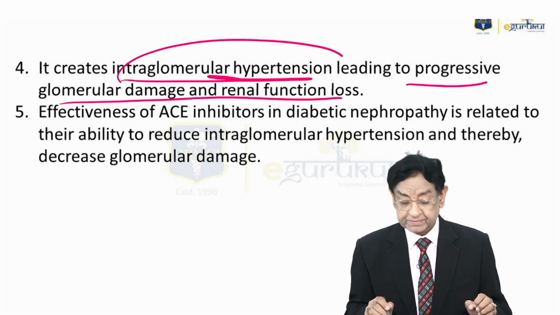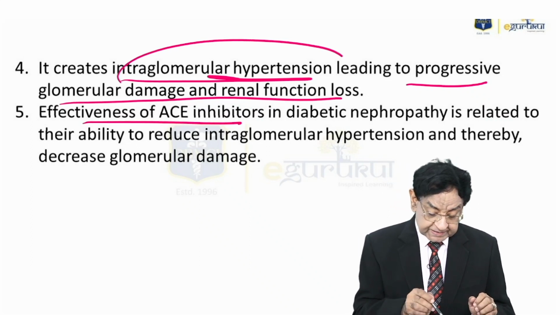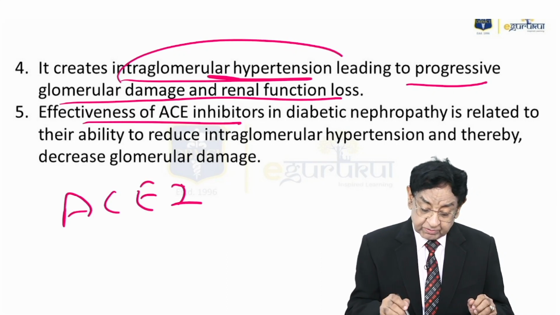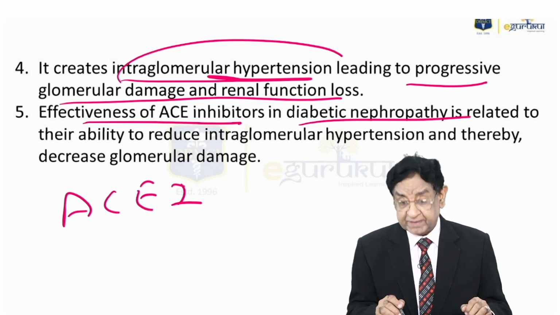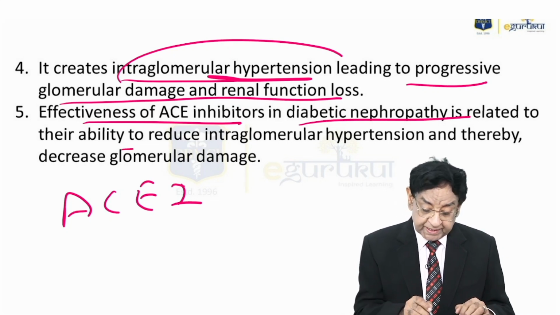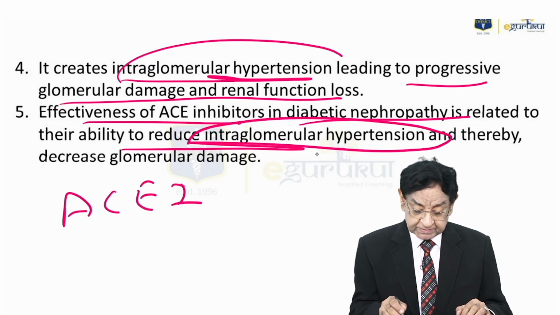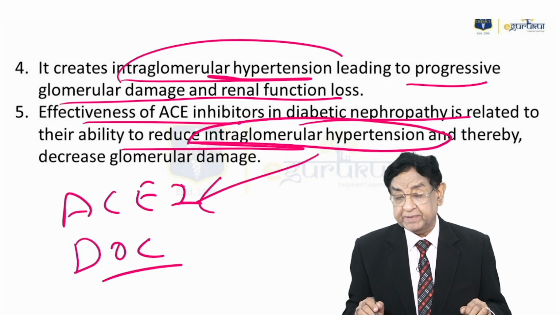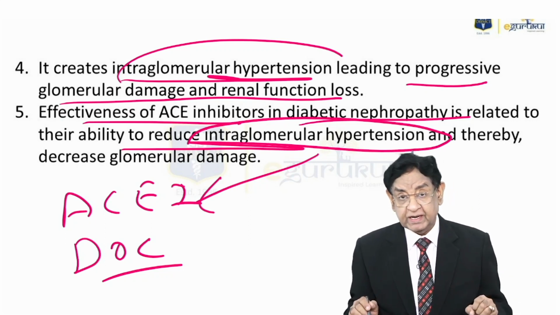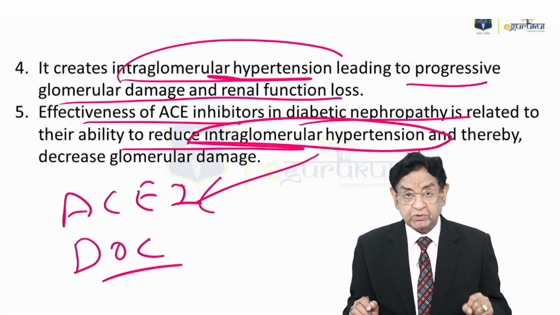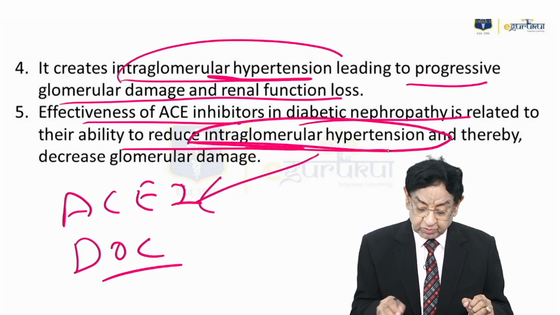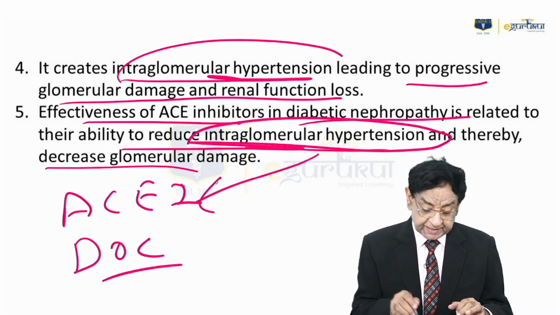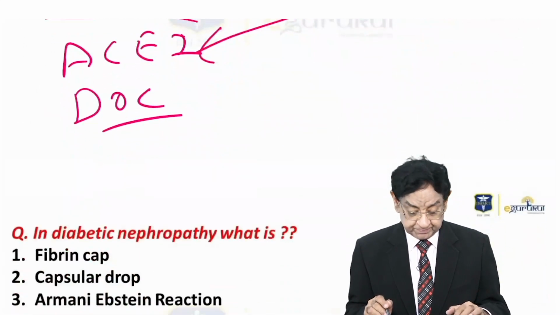Because of what? Intraglomerular hypertension. We know very well that ACE inhibitors are very effective in diabetic patients, especially in early diabetic nephropathy, because they reduce intraglomerular hypertension. That's the advantage. So that's the drug of choice for diabetes with hypertension, because not only do they control the systemic hypertension, they also control the intraglomerular hypertension. So they decrease glomerular damage.